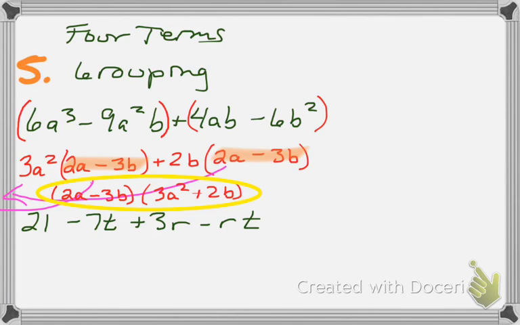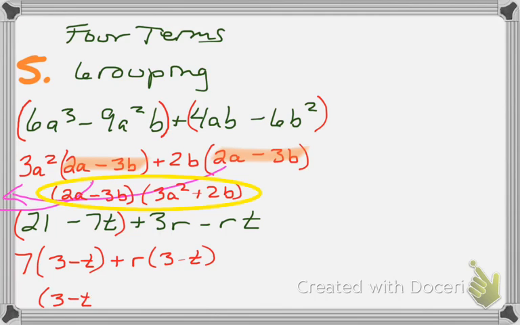Out of the first 2, we can factor out a 7, leaving us a 3 minus t. Out of the second 2, we can take out an r, leaving us a 3 minus t. Move the 3 minus t out front. And what's left is 7 plus r.